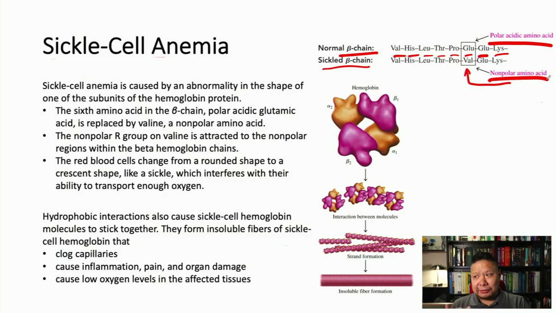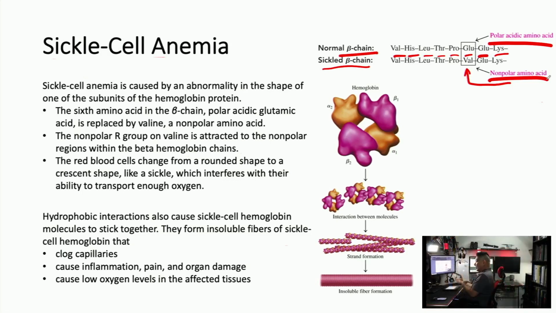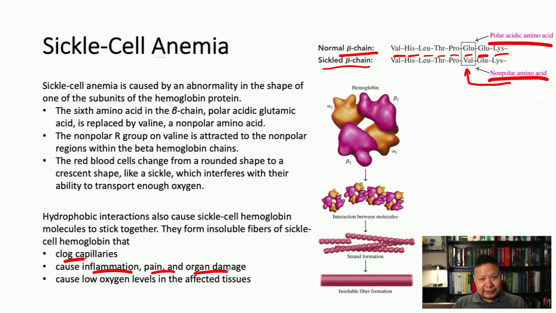Mostly because since you have a nonpolar amino acid now instead of a polar amino acid, those nonpolar amino acids will do hydrophobic interactions with other parts of the hemoglobin that were not supposed to be there to begin with, right? And so it turns it into this weird shape, and what that does is that it diminishes the ability of the hemoglobin to transport oxygen, right? But to boot, those hydrophobic interactions cause things like clogs in arteries and inflammation and pain and organ damage, because since they're doing the hydrophobic interactions, they tend to clump up.